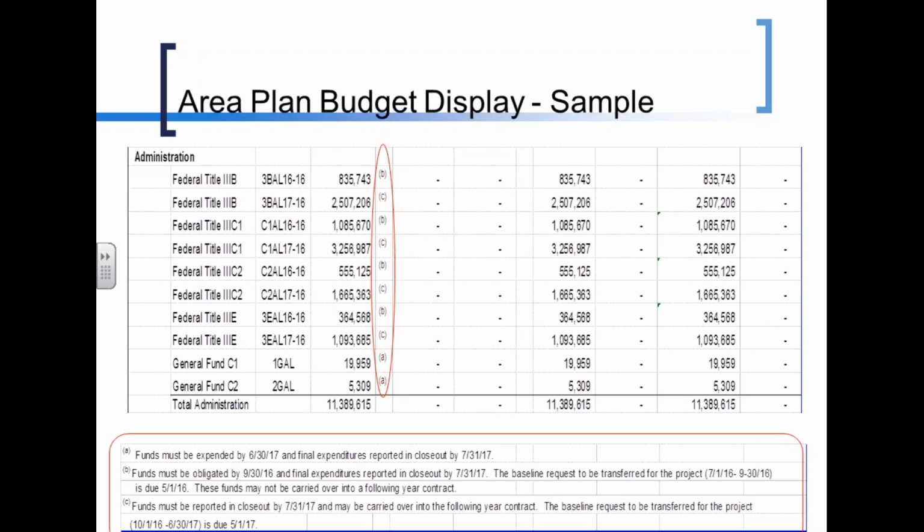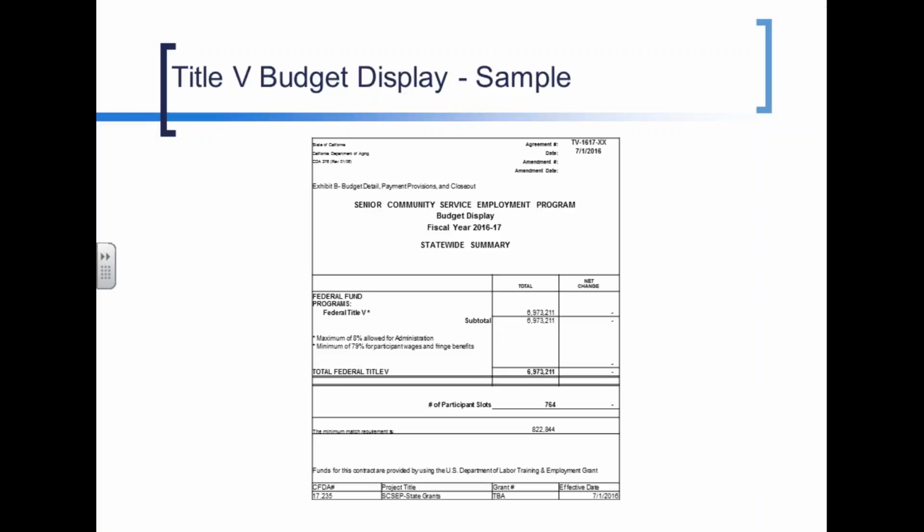The baseline transfer, the transfers for those funds that can be reported, again, it's the funds that have been available from October 1st, 2016 through June 30th, 2017, is due on May 1st. That's the transfer request. So that is our area plan and the footnotes that relate to that. The next item we're going to be talking about is our Title V budget display.